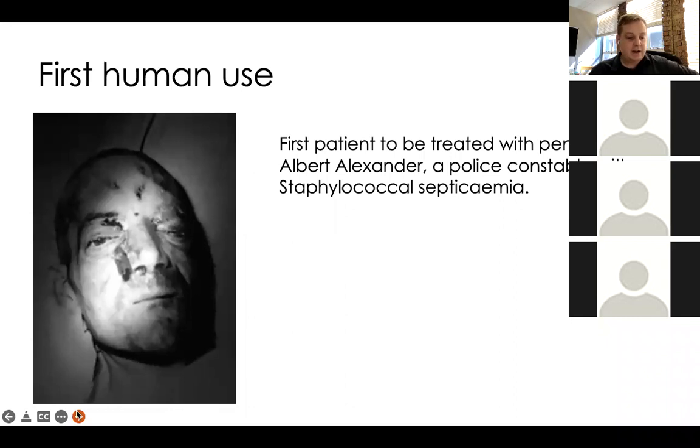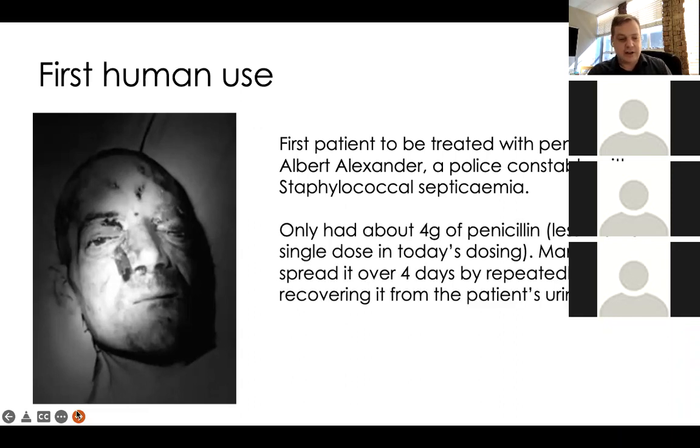So he was regarded as on the way out, dying, and therefore it was worth giving a shot at this new thing, this penicillin, that people could try. They didn't have a lot of it, though. Remember, it was very hard to get enough of this. They only had about 4 grams of it, which is less than a single dose of what we'd use today. They were able to spread it out over 4 days, though, by giving it to him and then collecting it from his urine and giving it to him again.